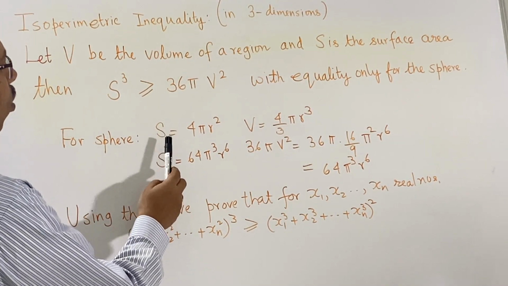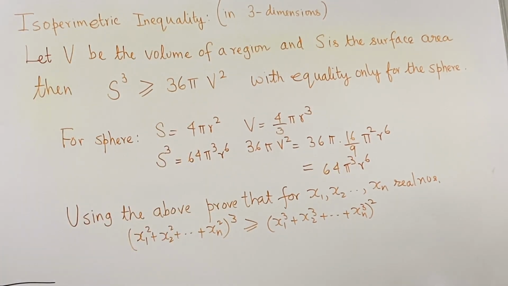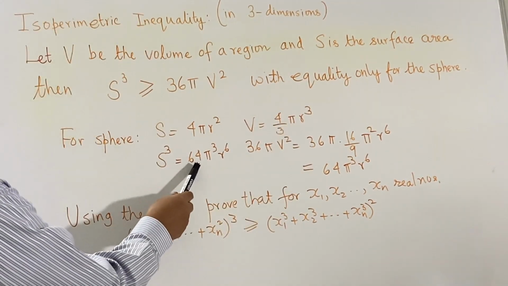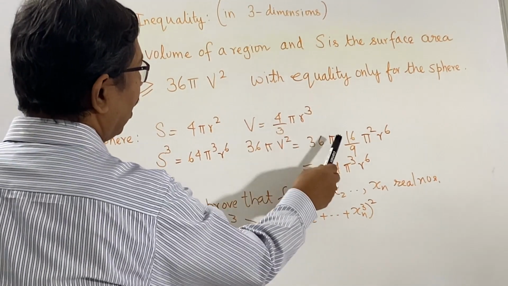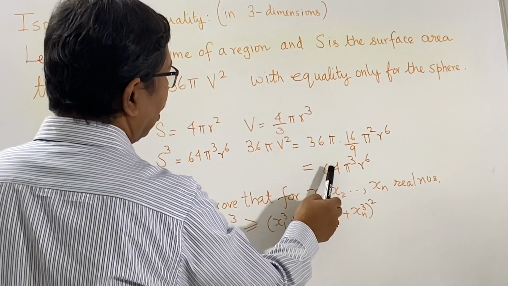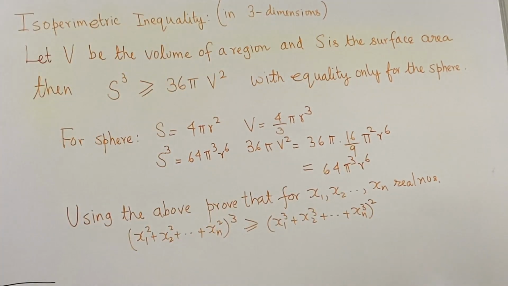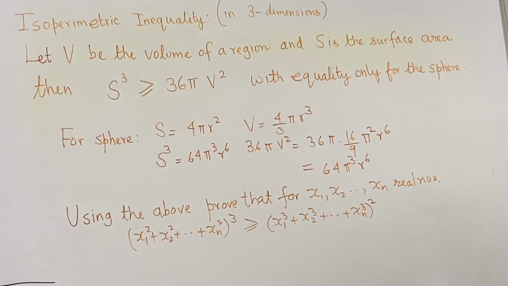For a sphere of radius r, S is equal to 4πr² and its volume is 4/3 πr³. So S³ becomes 64π³r⁶, and 36πV², after we substitute the correct quantities, we again get 64π³r⁶. So the equality holds for the sphere, and for any other region, S³ is greater than or equal to 36πV². We will use this result for this purpose.